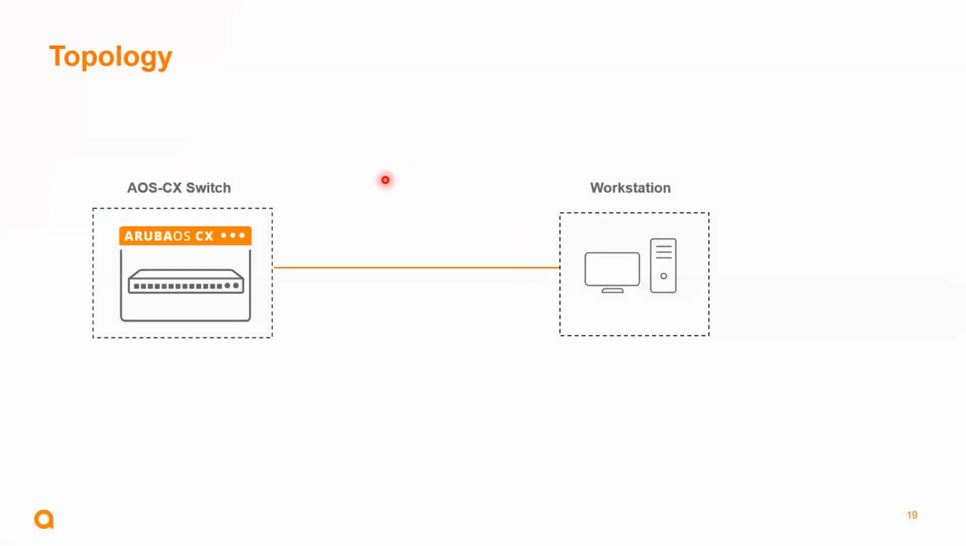Next comes the demo part. Let's see the minimum topology required for demoing some of the important features in this certification. I'll be using an AOS-CX switch and a workstation. Over the management VRF, this switch has been connected to the workstation. From this workstation, I'll be opening the WebUI of the switch and then performing the REST operations.